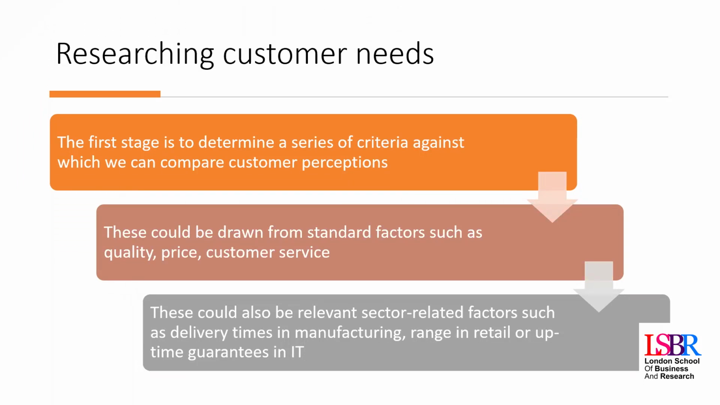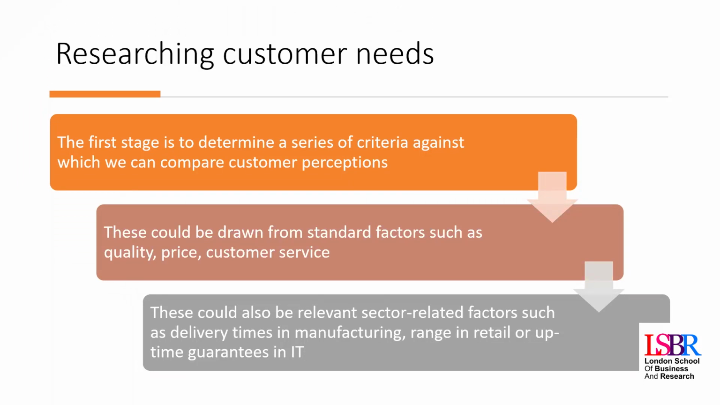It could also be done through relevant sector-related factors such as delivery time. So in manufacturing, what's really important is lead time or delivery time. How quickly can you get the raw materials into your warehouse? How quickly can you deliver from your warehouse to your customer? So delivery time or lead time is quite important in manufacturing.